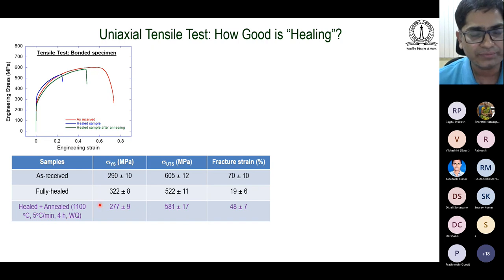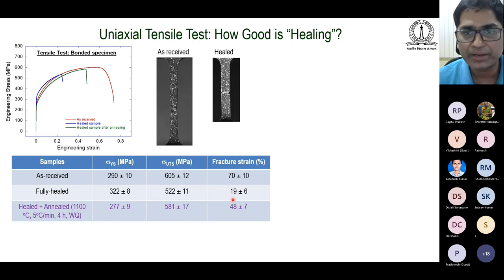And what we see when we look at the yield strength is that even after healing, these are good numbers. There's not much difference, even with the elongation to failure. This clearly tells us that things have bonded, right? Of course, after annealing, we have a very good improvement even in the ductility, right?